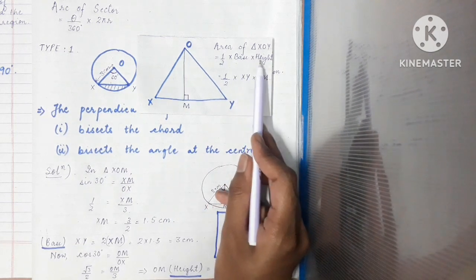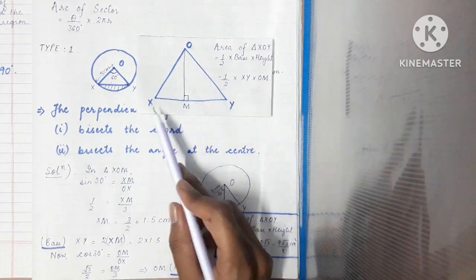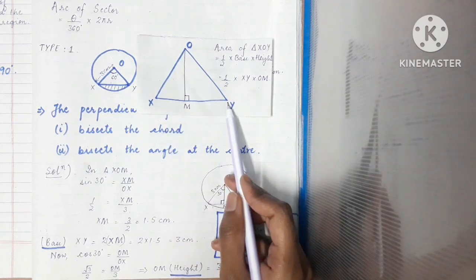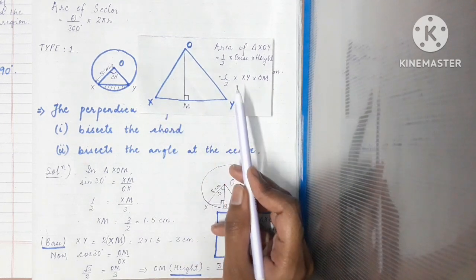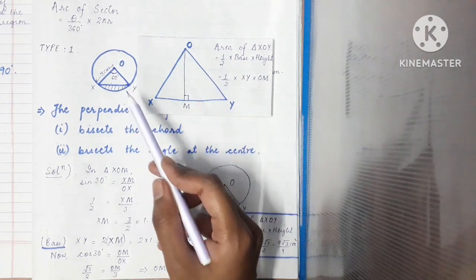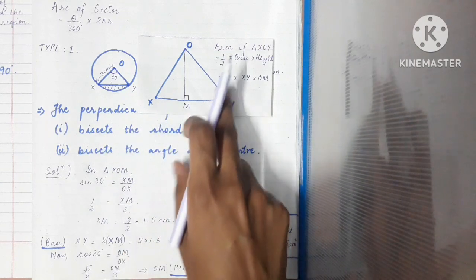Okay, so if this is a triangle, I have magnified it simply. So area of a triangle is equal to half multiplied by base multiplied by height. So what is the height? Height is simply the perpendicular dropped from the vertex on the base. So if OM is the height and XY is the base, so this is the formula of the triangle. So for finding the area of the triangle, we must know its base and its height. So now let's proceed on to the solution.